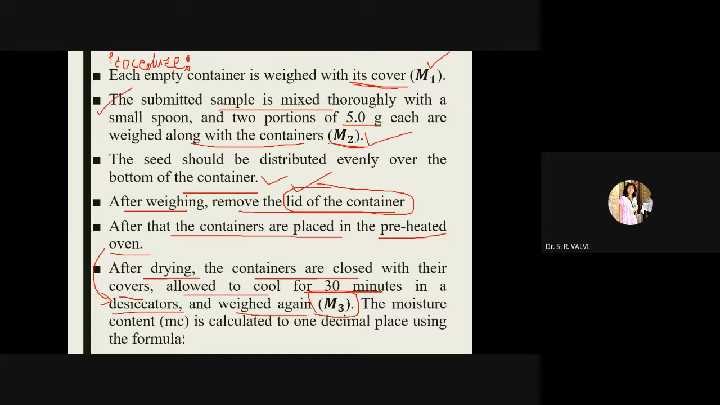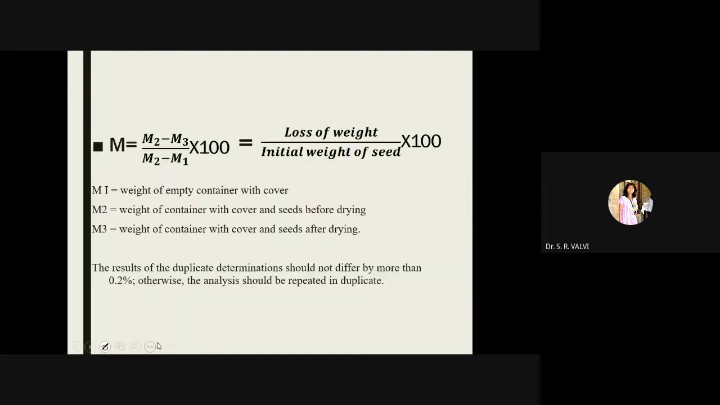So moisture content, that is MC, is calculated to 1 decimal place using the following formula. See here the formula: MC = (M2 minus M3) divided by (M2 minus M1) into 100. Here M2 minus M3 is nothing but the loss of weight, and M2 minus M1 is the initial weight of seed, into 100.